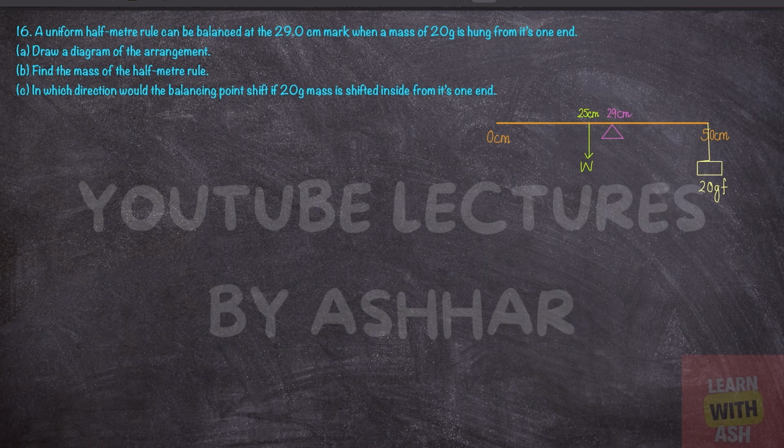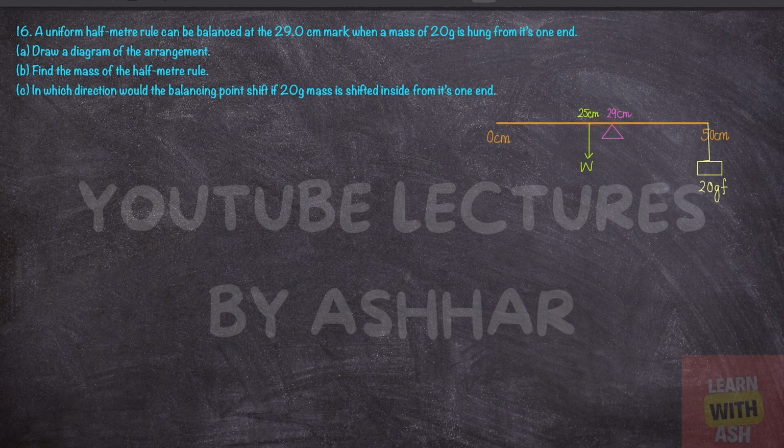So this is the diagram for my first portion. Then they want to ask us the mass of the half meter rule. That means one of the parts is this one and another part is this one.